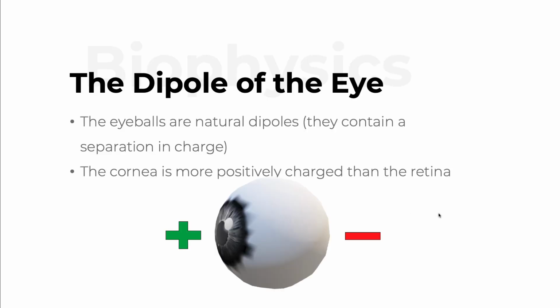The dipole of the eye is an important concept I'll start with during this lecture. If you recall back to the first lecture, the dipole is a separation of charge. In the eye, the cornea is more positively charged than the retina. Here's a little schematic of that.